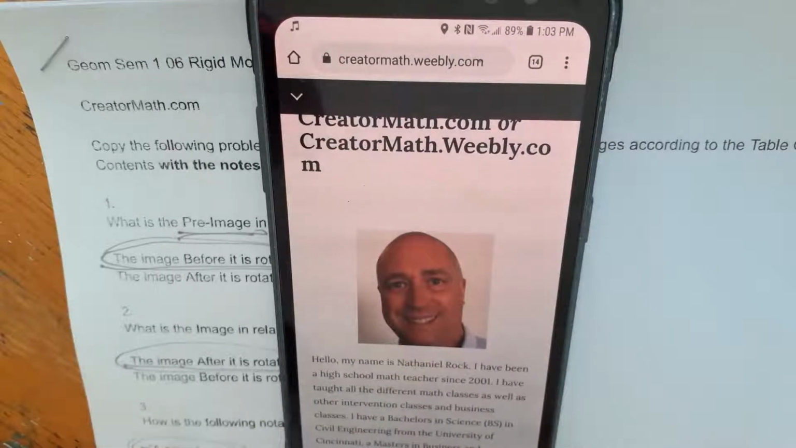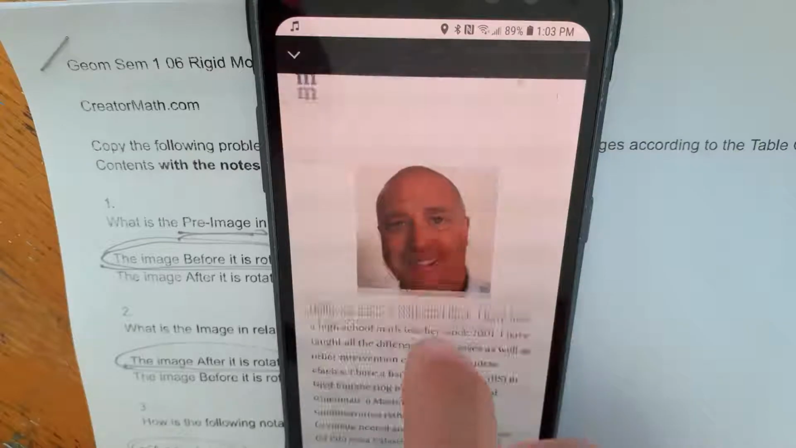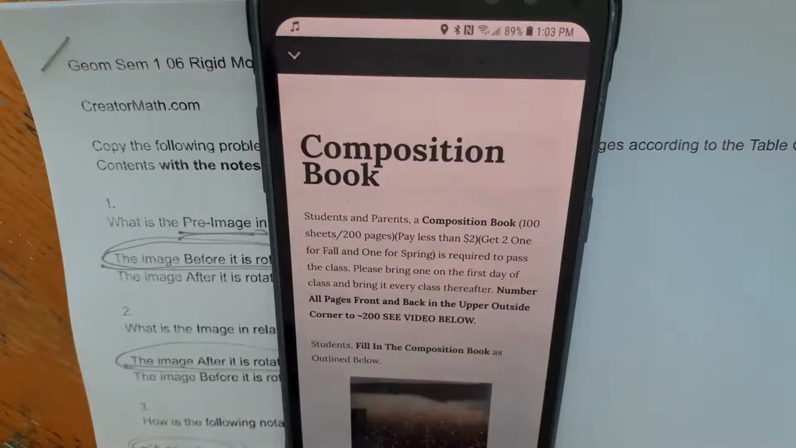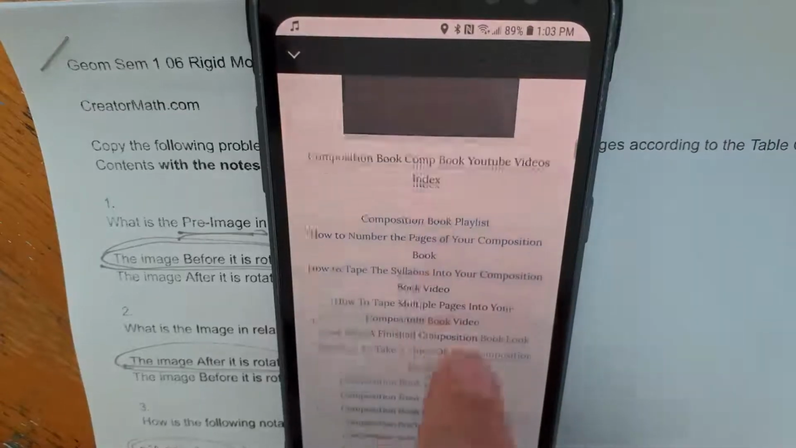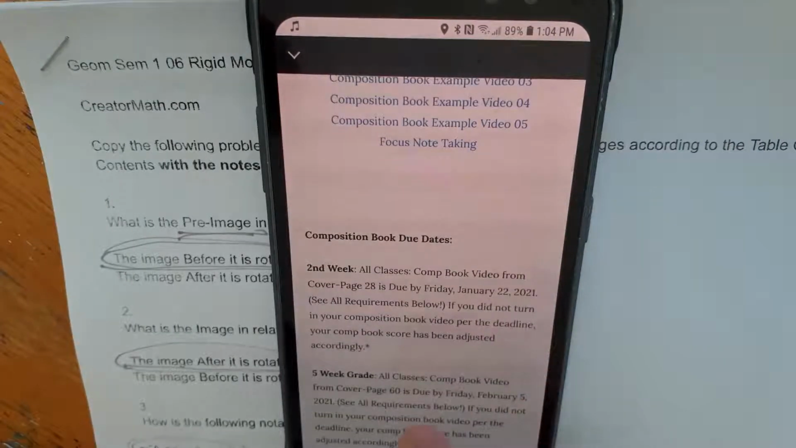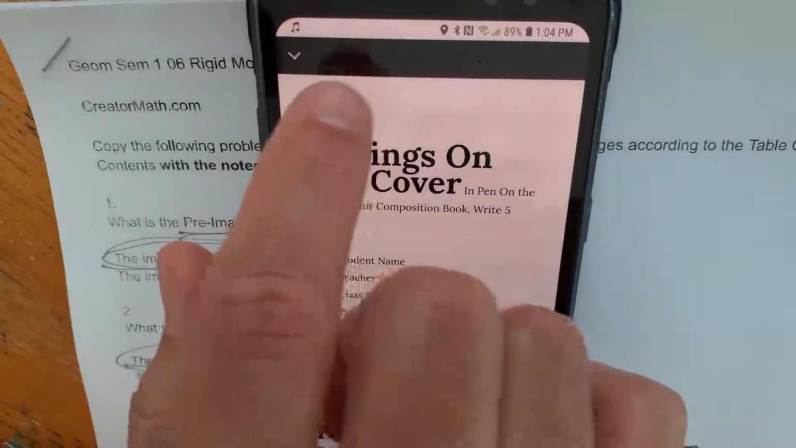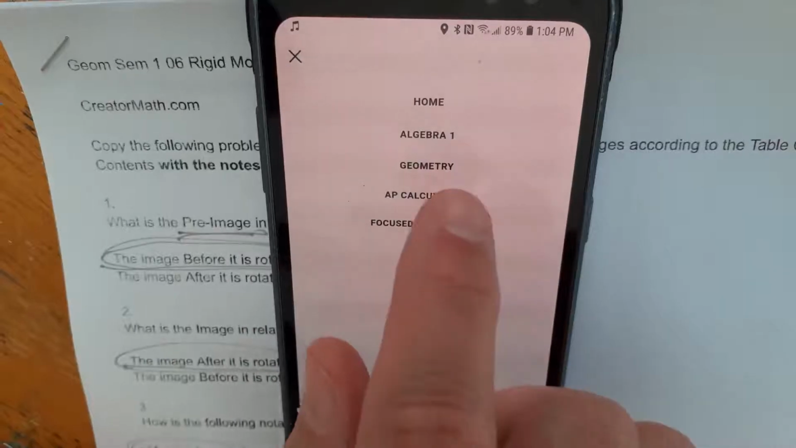If you want to know how to fill out the composition book and you have any questions on that, please go down on this page to where you see large letters composition book. Follow all the directions of the videos, follow all the directions of the due dates, and put everything where it belongs, 5 things on the cover, etc. If you follow all these directions, you should have a 90 to 100% on your comp book.